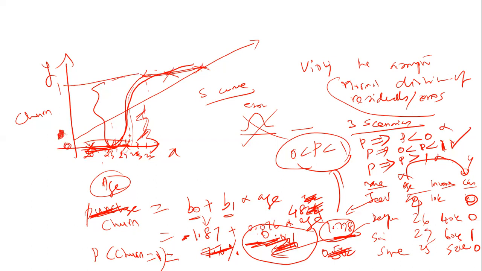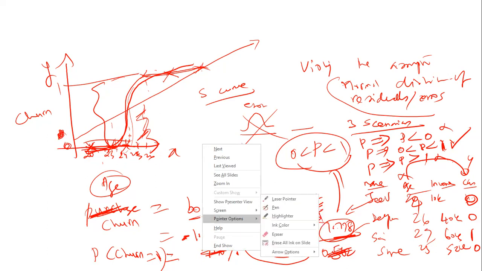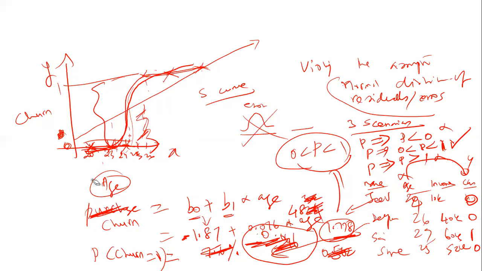Right? In the case of logistic regression, what happens is, let me see if I can delete on the same page. If I use the pointer option, the eraser is there. Okay.